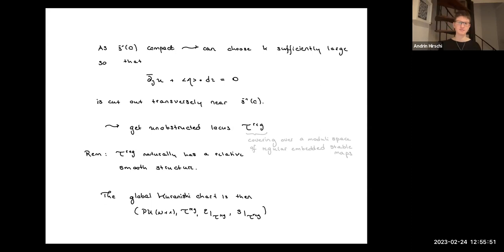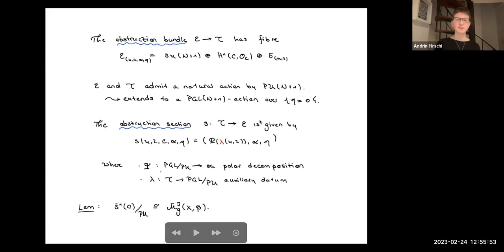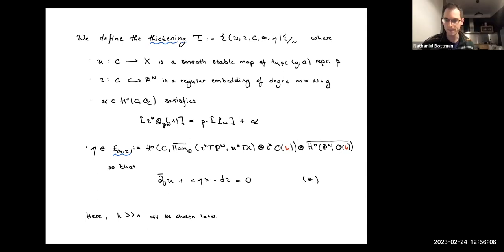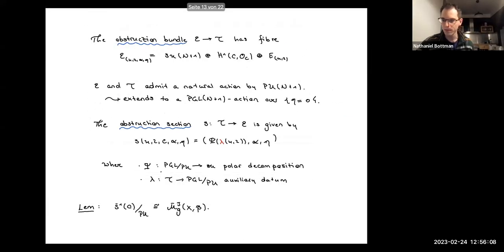The two important ideas are this framing, and that you can choose this k sufficiently large, such that this equation is cut out transversely. Yeah, I see. Okay. Any more questions for Amanda?